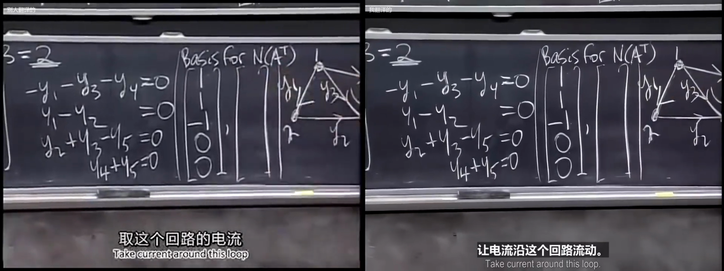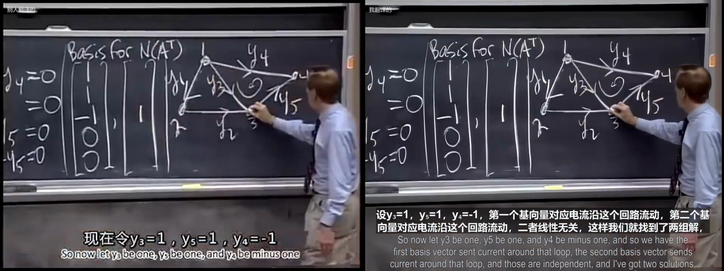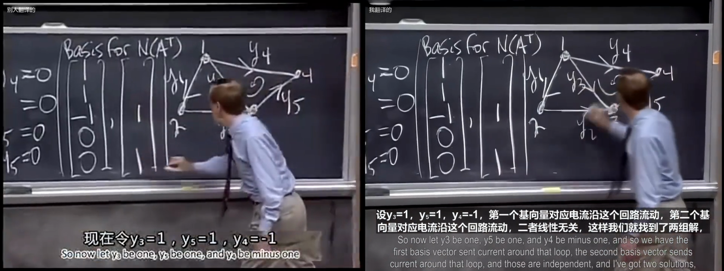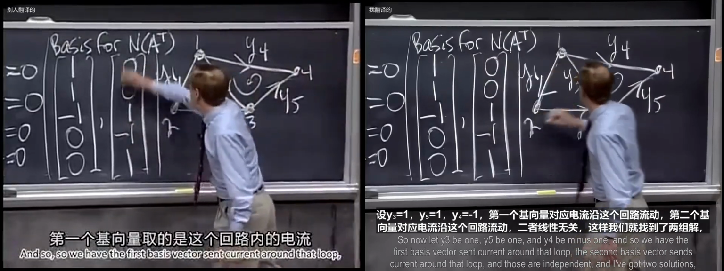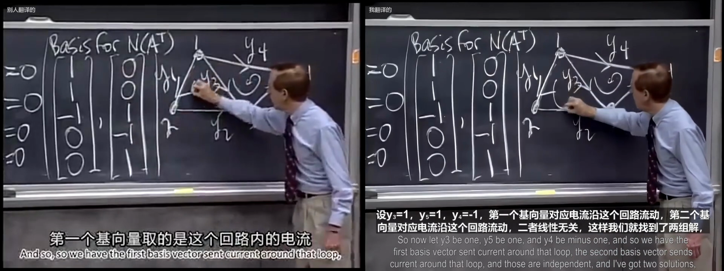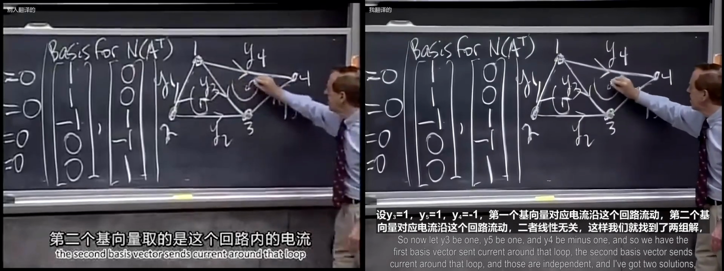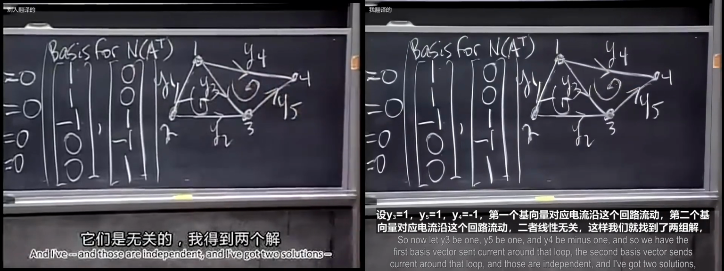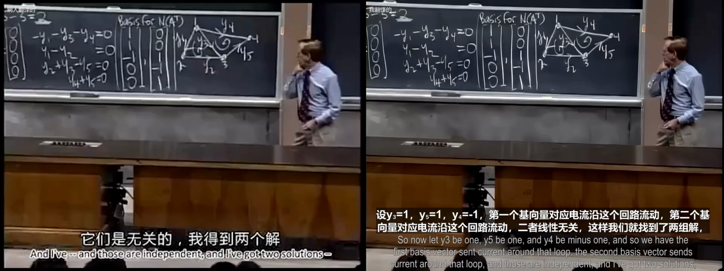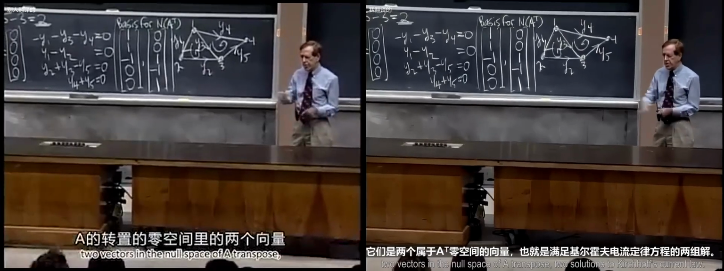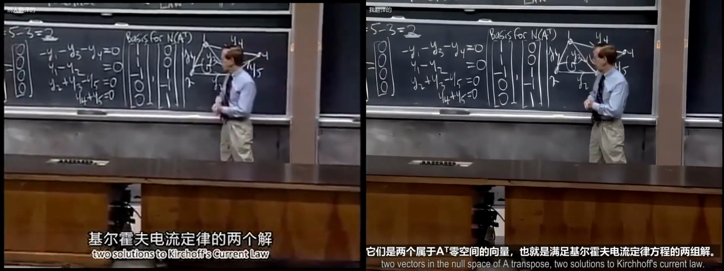Take current around this loop. So now let Y3 be 1, Y5 be 1, and Y4 be -1. And so we have the first basis vector sends current around that loop. The second basis vector sends current around that loop. And those are independent. And I've got 2 solutions, 2 vectors in the null space of A transpose, 2 solutions to Kirchhoff's current law.